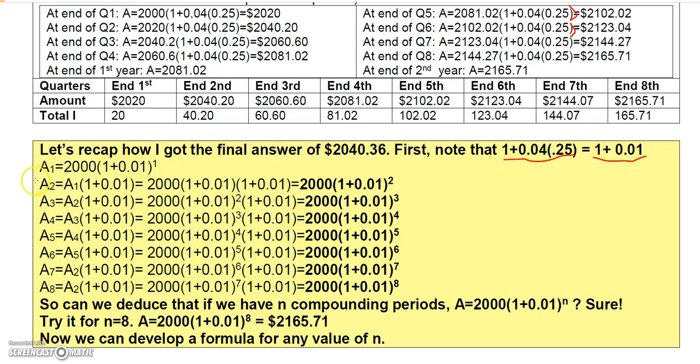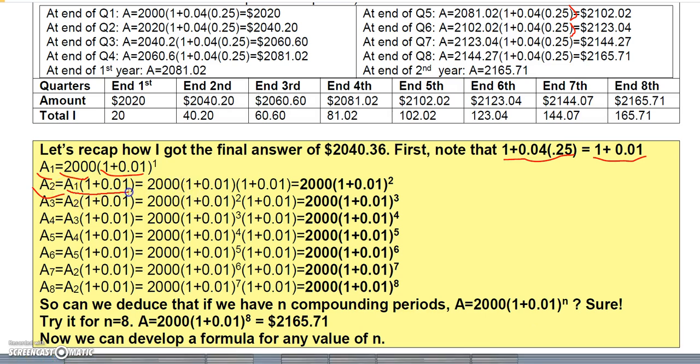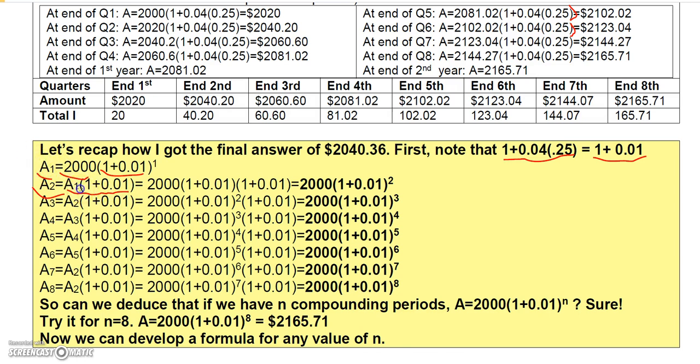So actually, let's think about it. To get the first period, I took 2,000 and multiplied it by 1.01. And then to get the amount at the end of the second period, I took what I had from up here, the A1, and then I multiplied it by 1.01. So in other words, A1, remember A1 was equal to this, right? So what I had to do was multiply this by 1.01.